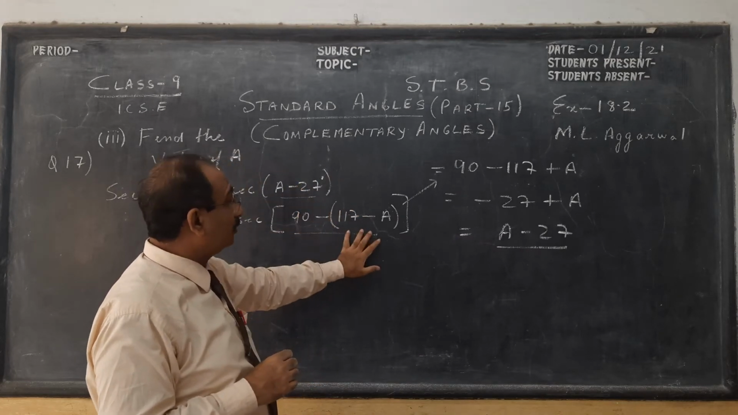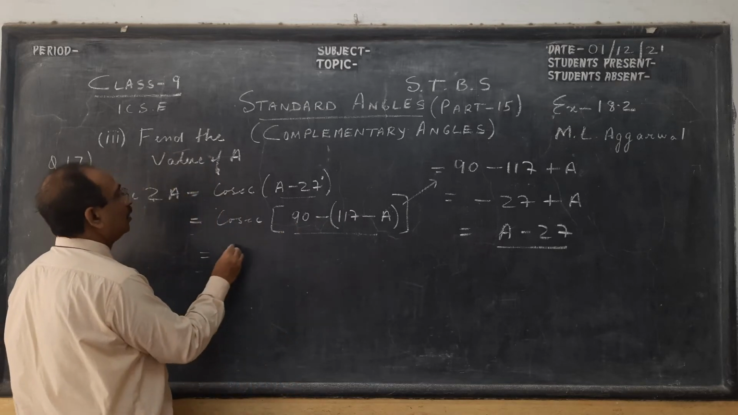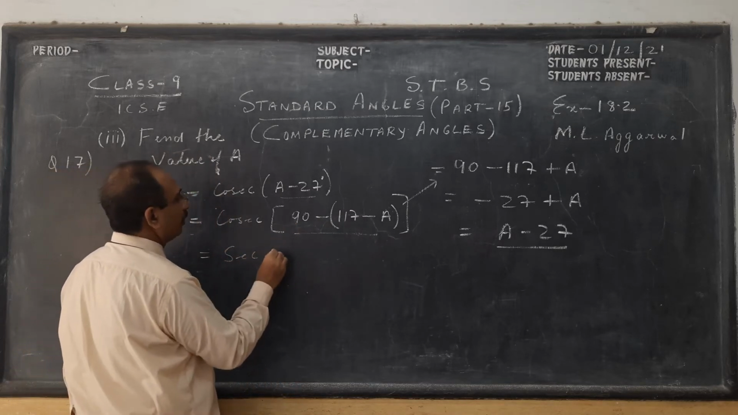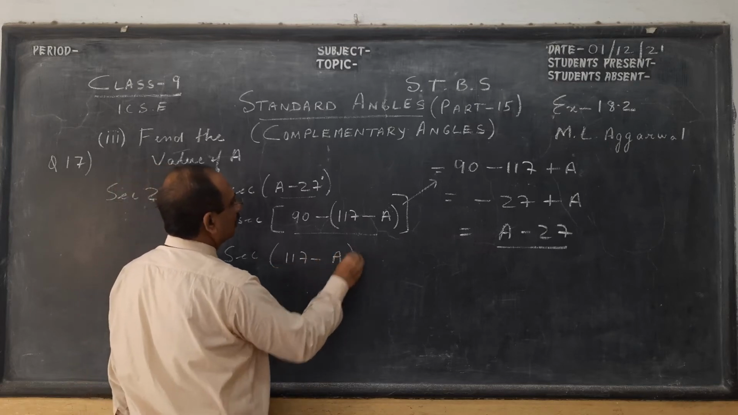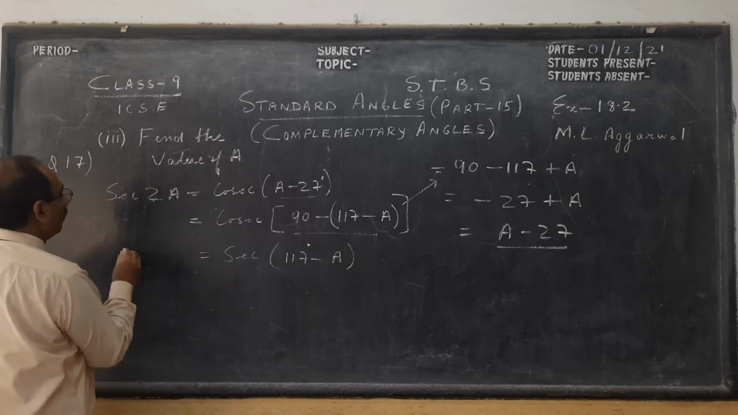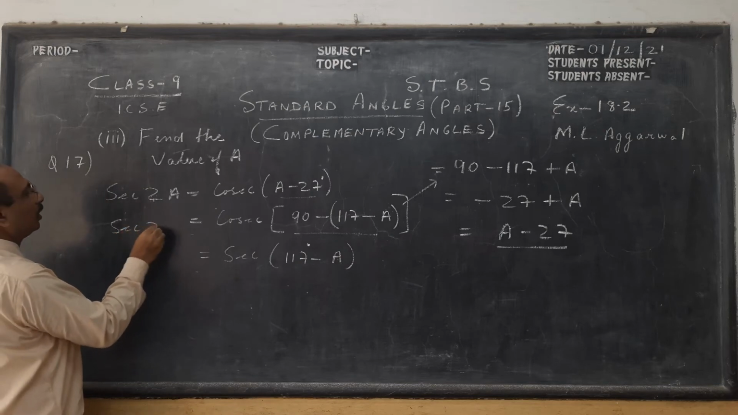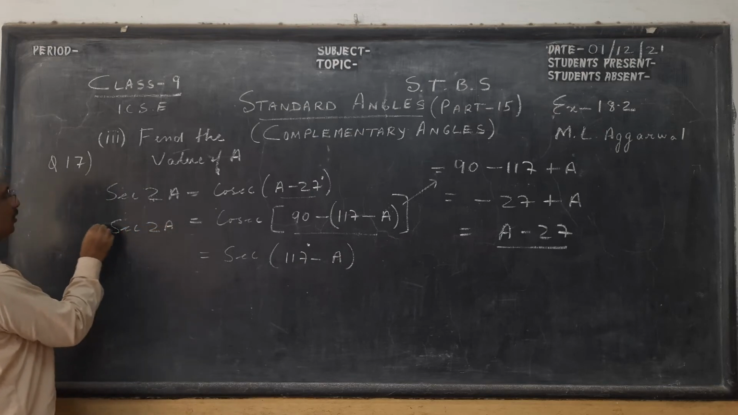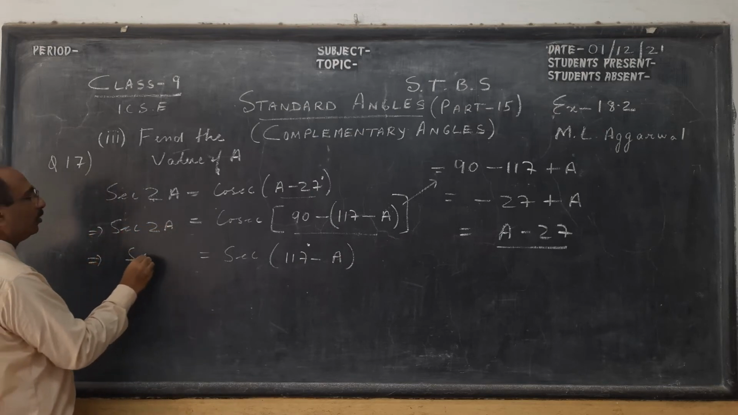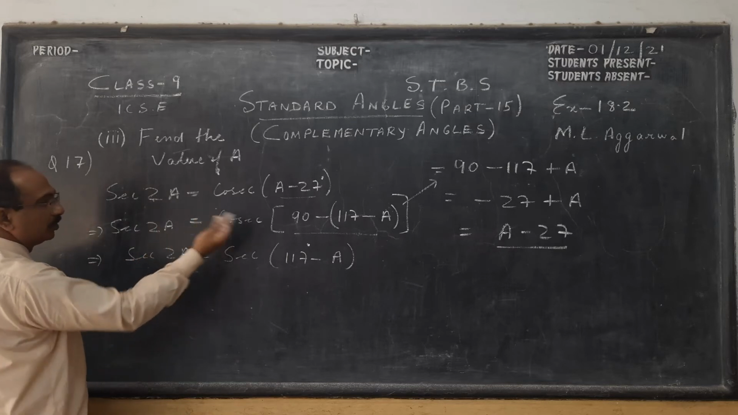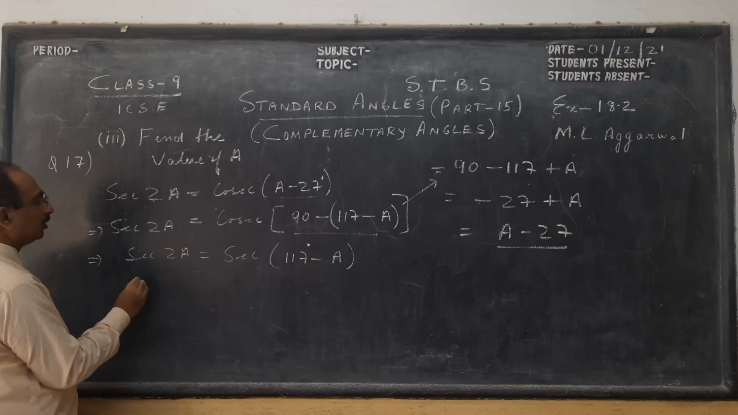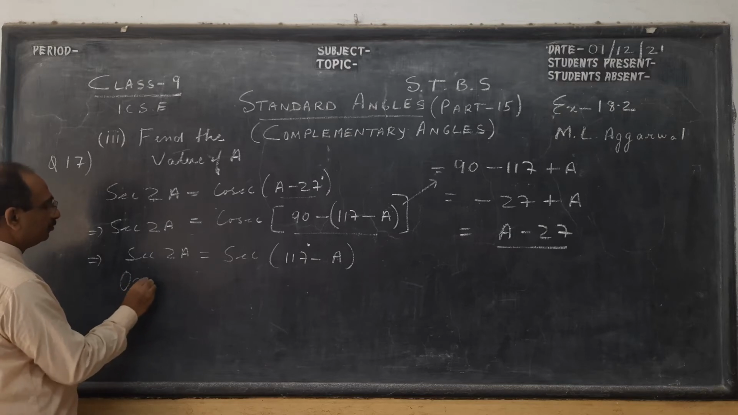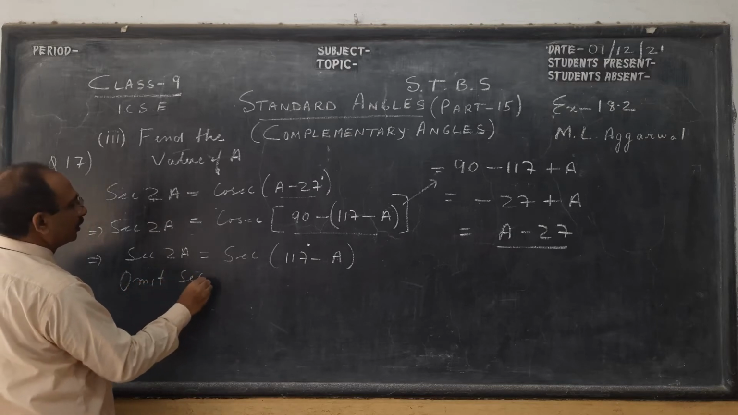Because I have to have it in this format, only then will cosec become sec. Then I will omit sec. If I don't do it in this 90 minus format, I won't be able to omit sec from both sides, because both sides should have the same trigonometric ratio, the same t ratio. So now we omit sec from both sides.